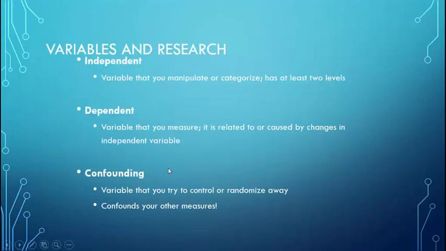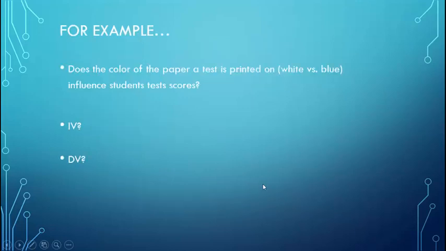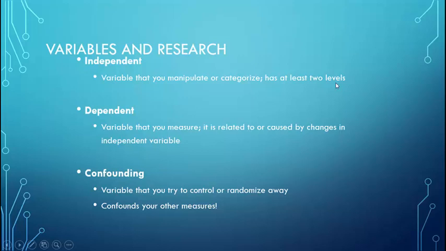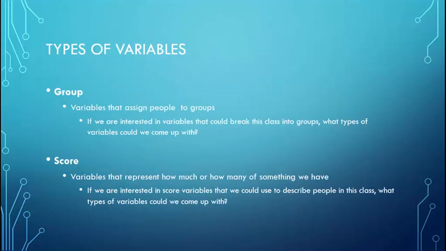So the confounding variables are ones you want to think about as you're designing your study. You try to randomize them. For instance, you want to have equal numbers of males and females in both groups in order for it not to be an issue. All right.